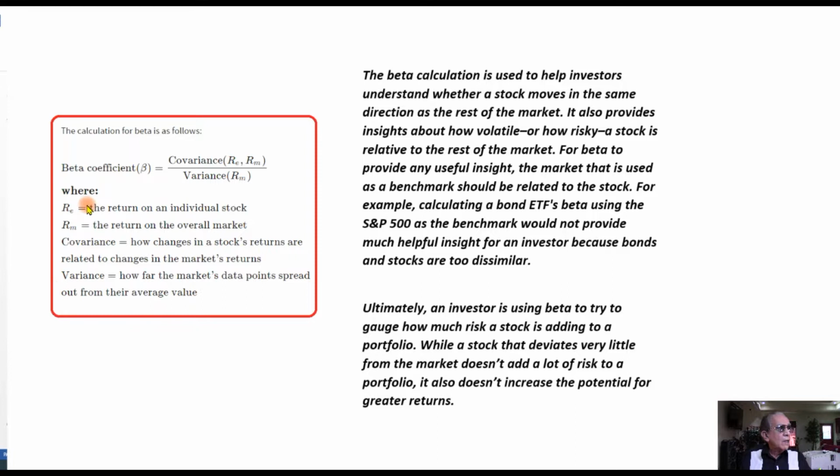We take this formula, where R_i is the return on an individual stock, and R_m is the return of the overall market. What percentage of profit, how well it's returning. And then the covariance is how the change in the stock's returns is related to the change in the market. So they take the relationship between the stock market and the stock, and it's divided by the variance of R_m again. So this is how they come out with a number.